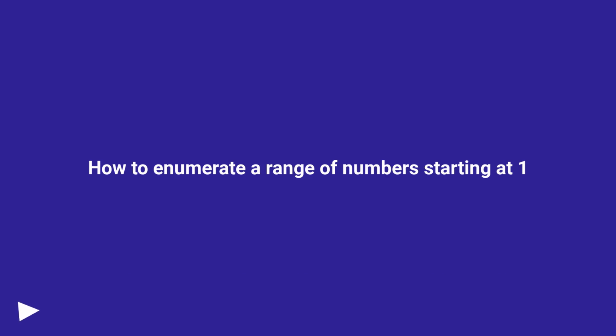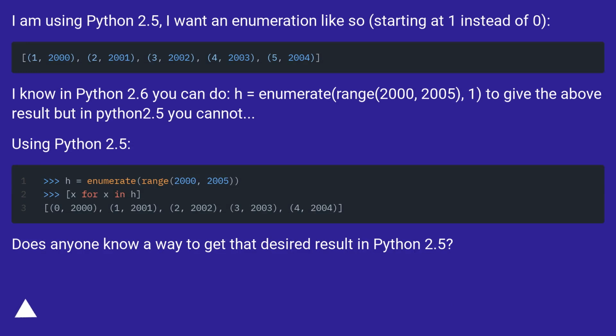How to enumerate a range of numbers starting at 1. I am using Python 2.5. I want an enumeration like so, starting at 1 instead of 0.